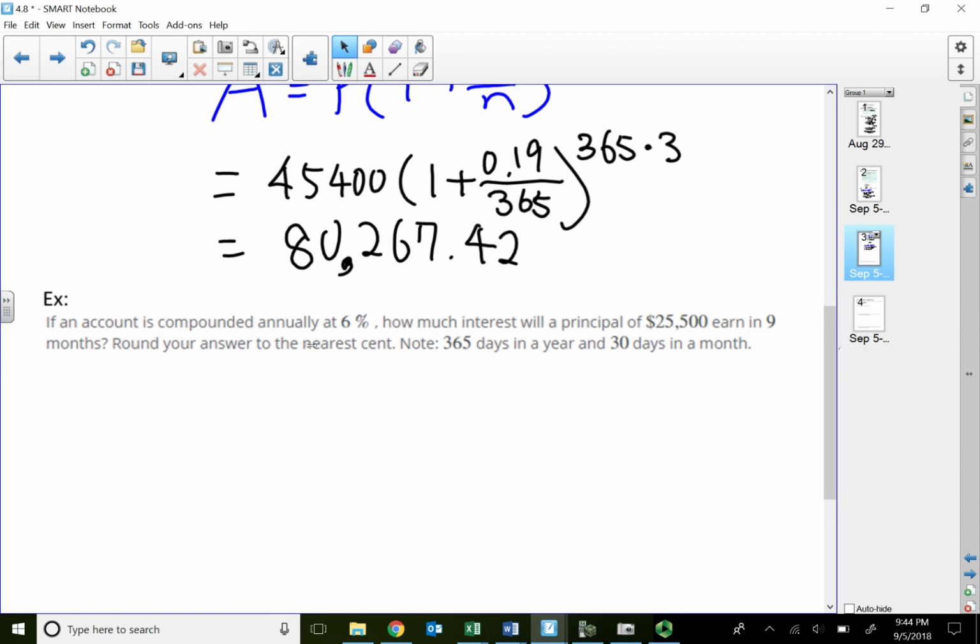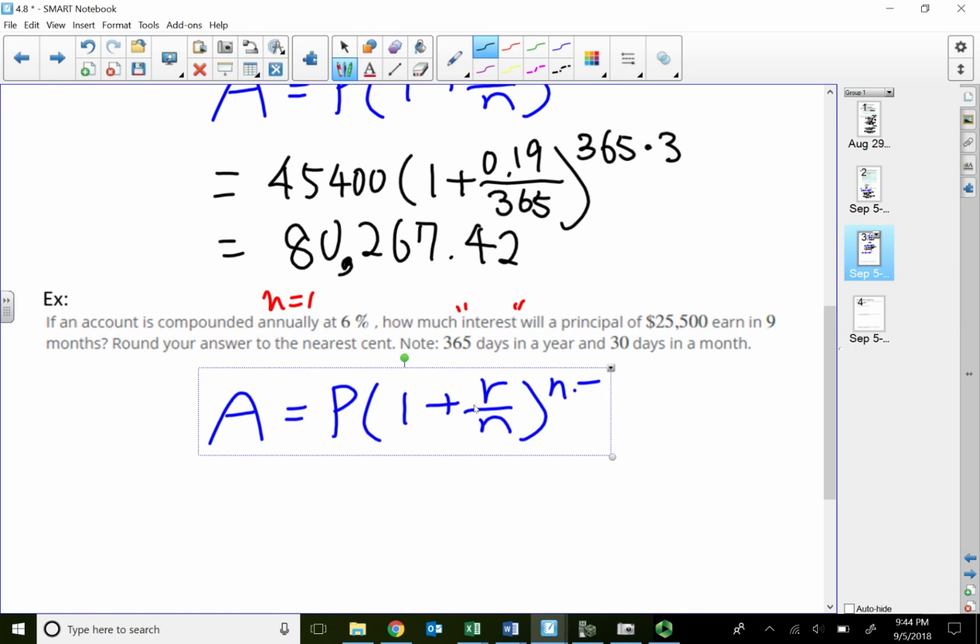People do this. All right, if an account is compounded annually, so this time n is 1, at 6%. How much interest? This problem is asking for interest again, with a principal of $25,500. Let me just copy my formula over and plug it in.